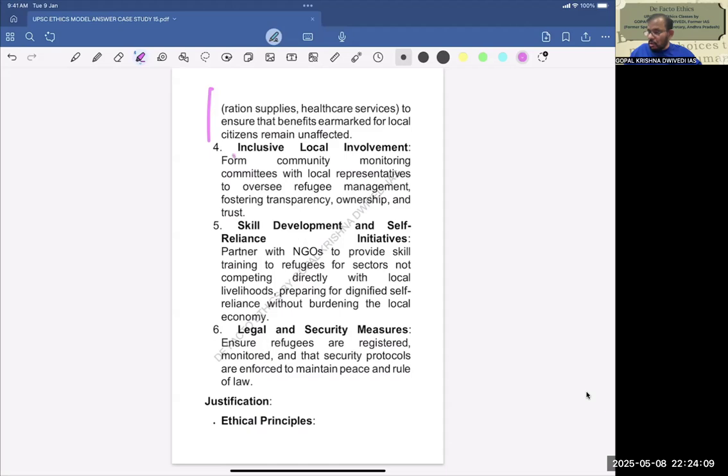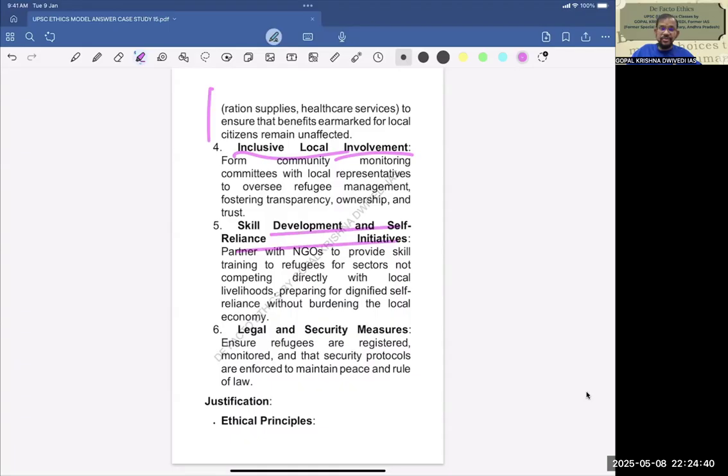Then inclusive local involvement. Form community monitoring committees with local representatives to oversee refugee management, fostering transparency, ownership, and trust. So you have to involve the local people, local representatives, local leaders, local influential persons. You have to form the committee so that they will themselves know what is going on and transparency will be maintained. Then skill development and self-reliance initiatives.